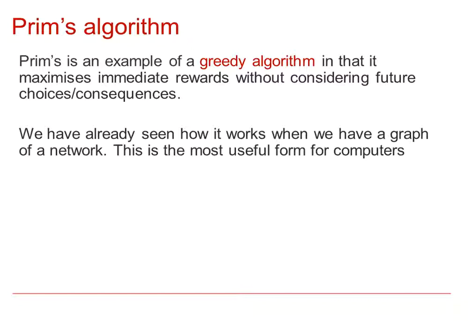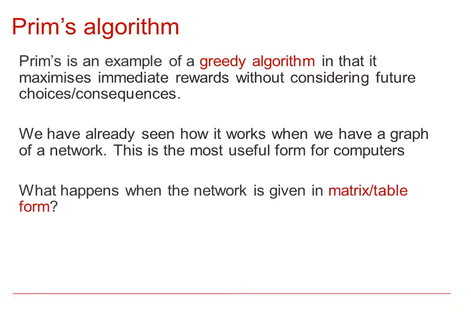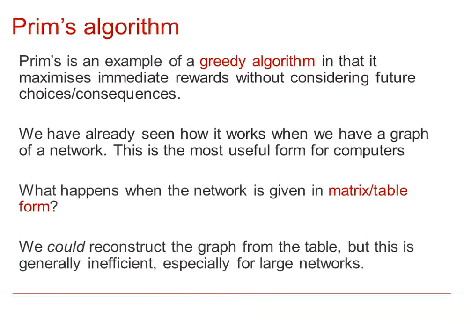We've already seen how it works when we have a graph of a network. This is the most useful form for computers. What happens when the network is given in a matrix or table form? We could reconstruct the graph from the table, but this is generally inefficient, especially for large networks.